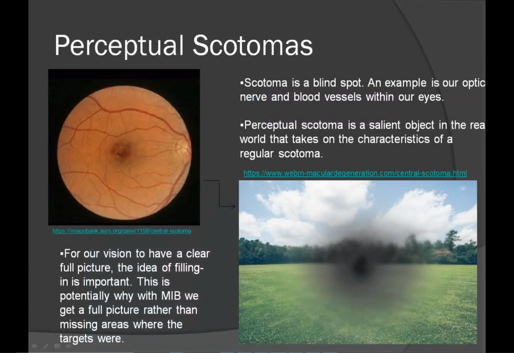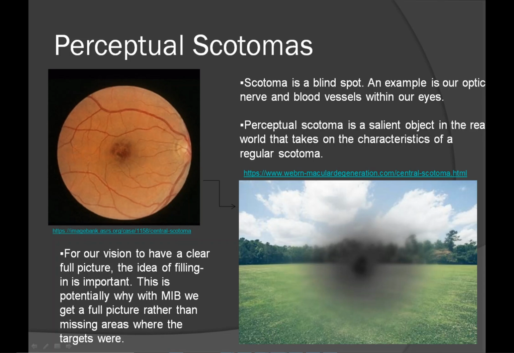The next theory is perceptual scotomas. What this theory suggests is that the targets are perceived to not actually be in the real world, but rather stem from something internal. For example, our optic nerve and blood vessels within our eyes are considered scotomas. Our visual system basically edits them out of our awareness because it serves no purpose and would cause problems, resulting in the physical aspects going unnoticed.